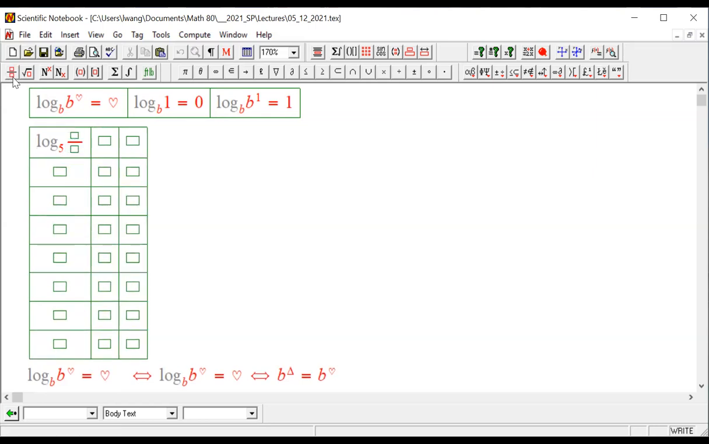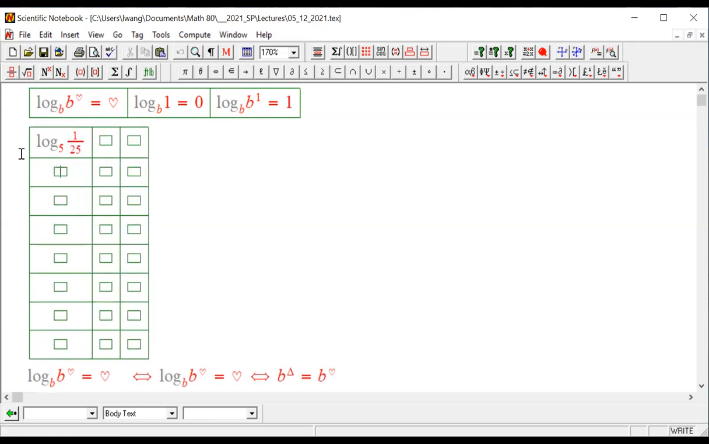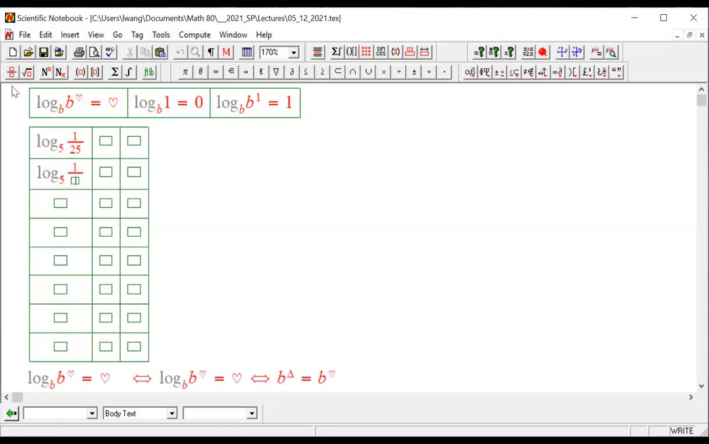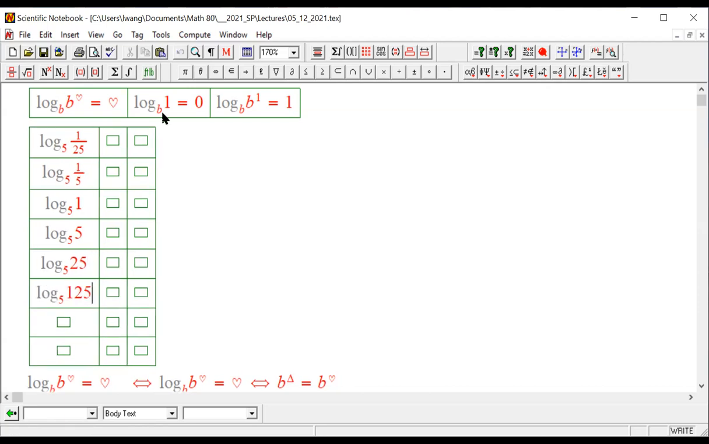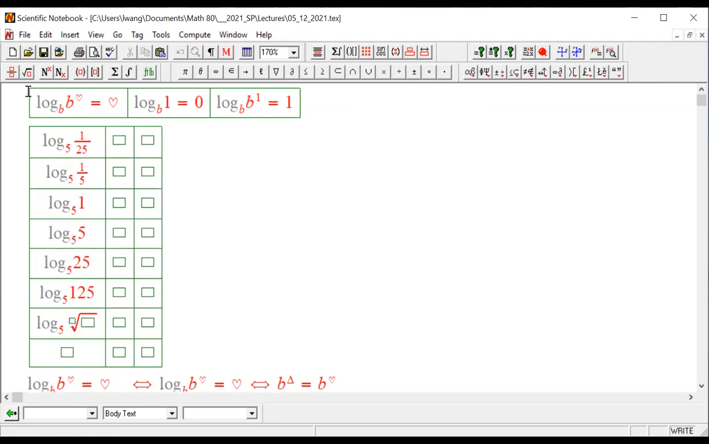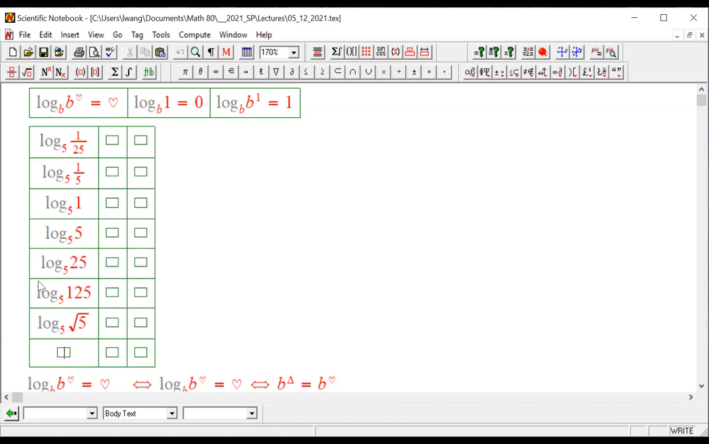So I'm going to give you log base 5 of 1 over 25. Log base 5 of 1 over 5. Log base 5 of 1. Log base 5 of 5. Log base 5 of 25. Log base 5 of 125. Log base 5 of the square root of 5.